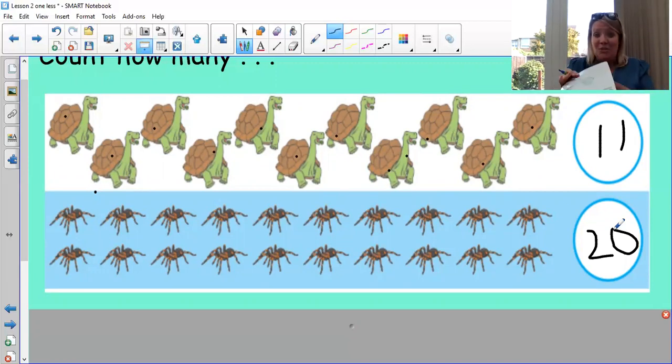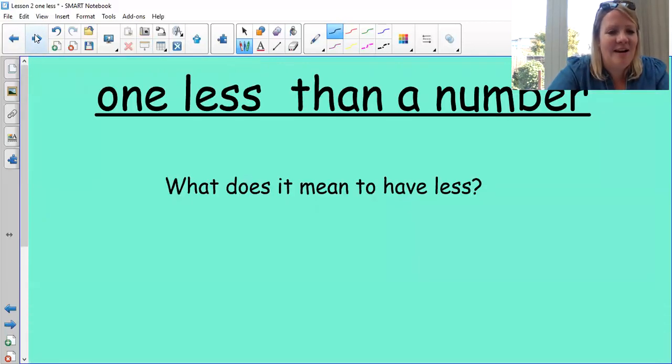Shall we see if we can count in twos? If you know how to count in twos, count with me. 2, 4, 6, 8, 10, 12, 14, 16, 18, 20. A little bit quicker to count that, wasn't it? Brilliant job, guys. Well done. Fantastic effort. Give yourself a pat on the back.